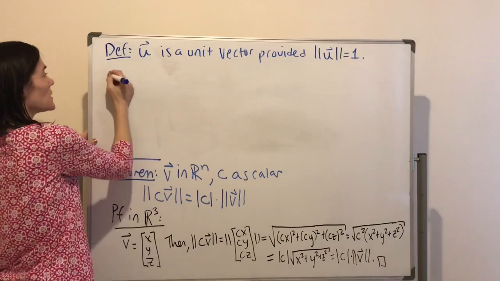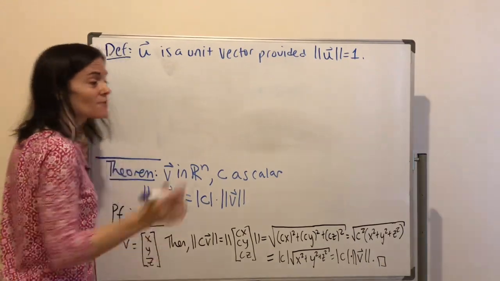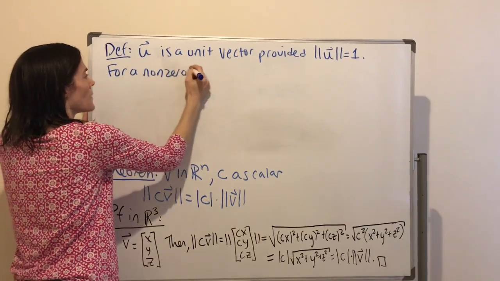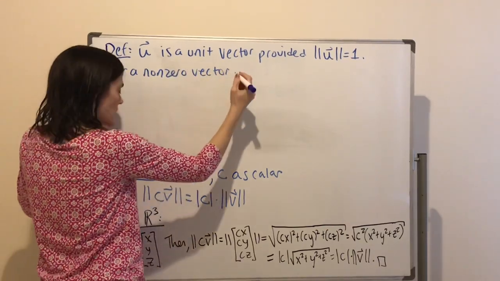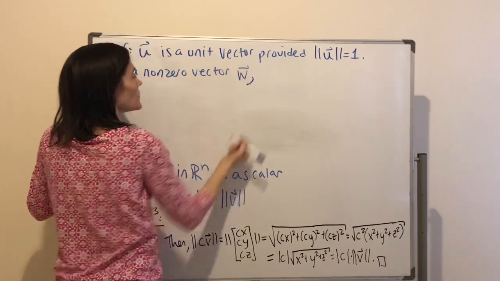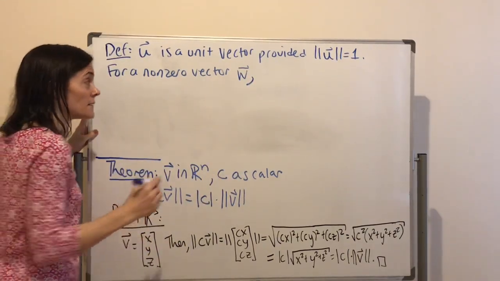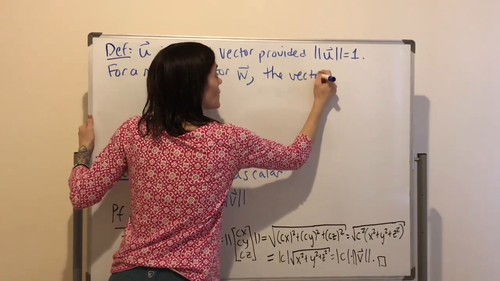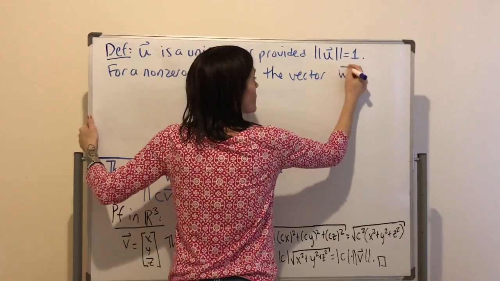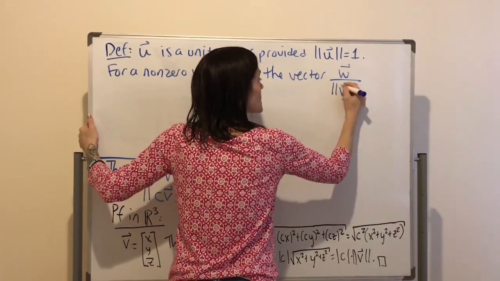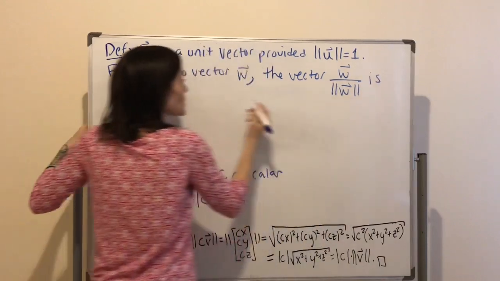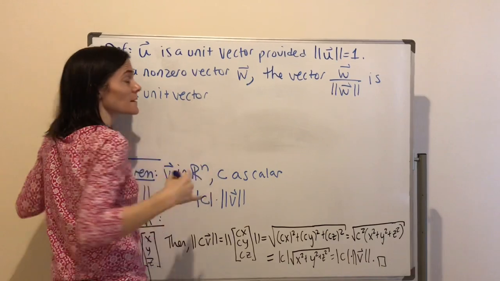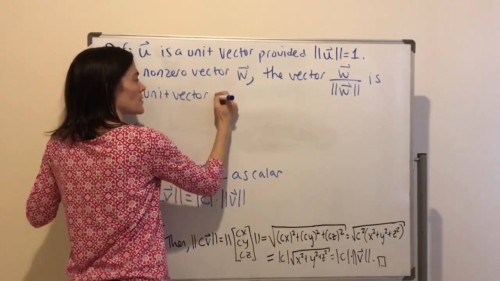And then, let's say you have any non-zero vector, say W. We can take W divided by its length, and this is a unit vector that's in the same direction as W.